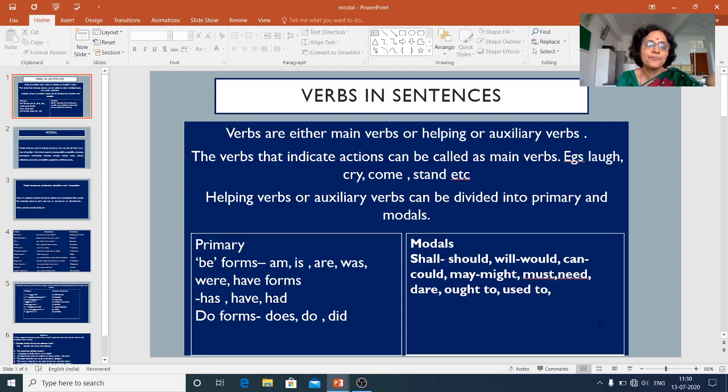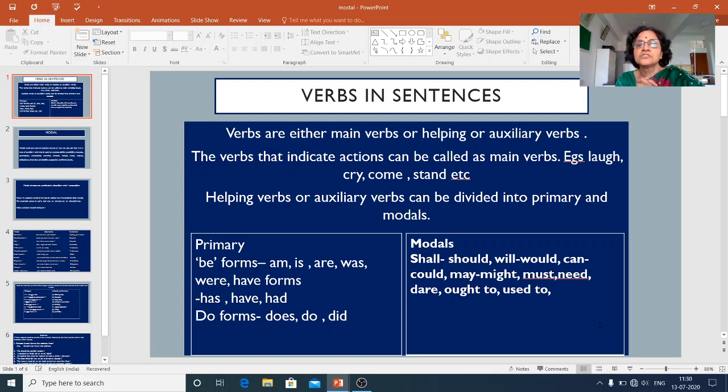So what are the verbs under primary? Be forms: am, is, are, was, were. Have forms: has, have, had. And do forms: does, do, did. They are all these different forms. Be forms are am, is, are, was and were. Have forms are has, have, had. And do forms are does, do, did. Okay, that is it. Now leave that apart.